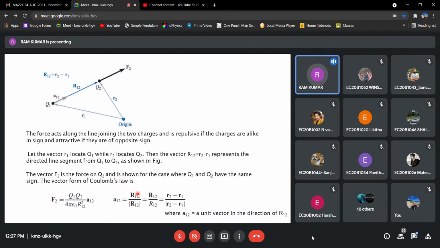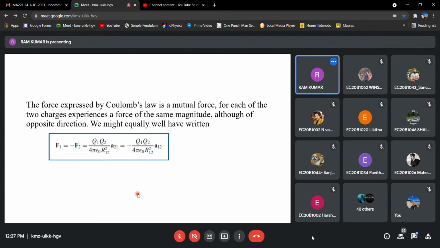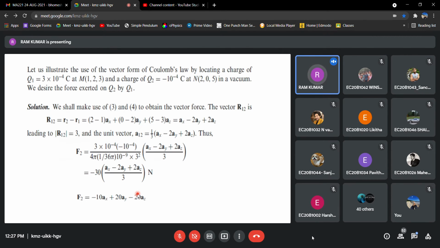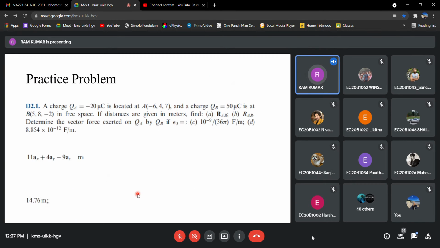Similarly, for the opposite, the force acts from one to another, and from another to one. Suppose the forces have opposite directions, then we have only a negative sign before it. I hope you would have already solved some problems based on this Coulomb's law.